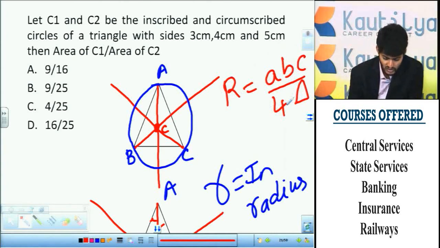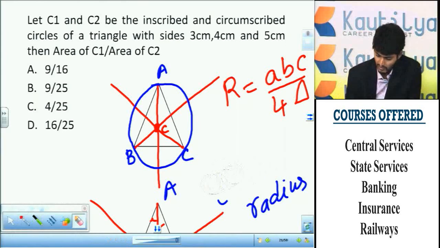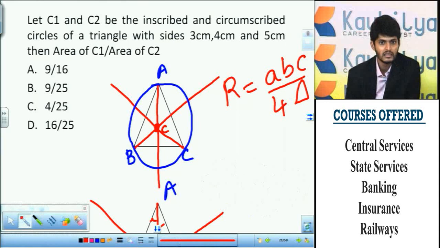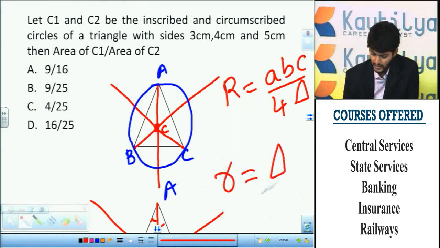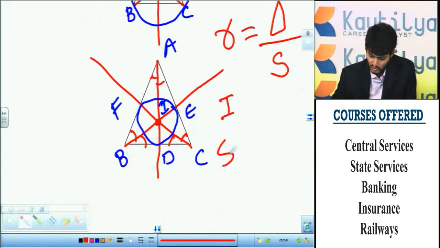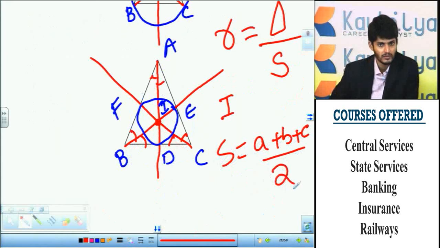Similarly, if I want to know how to calculate the value of the inradius, and what is the relation between the inradius and the sides or the area of the triangle, small r is equal to delta by s. You might be aware delta is the area of the triangle. What is s? s is nothing but the semi perimeter. So what do you mean by semi perimeter? It means s is equal to (a plus b plus c) by 2. This is called semi perimeter.